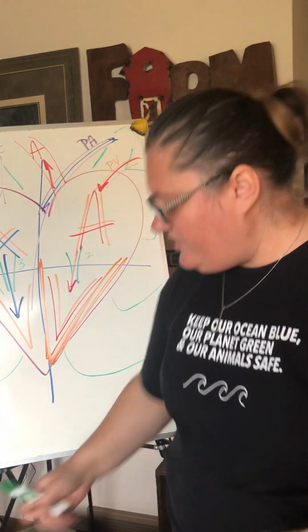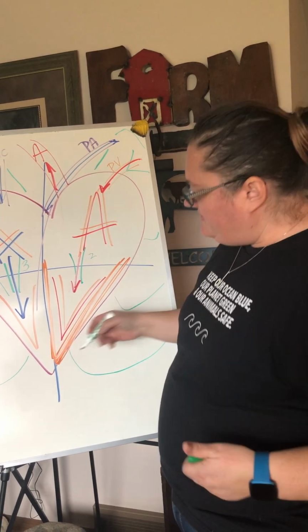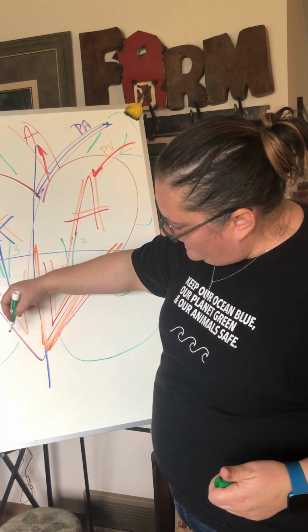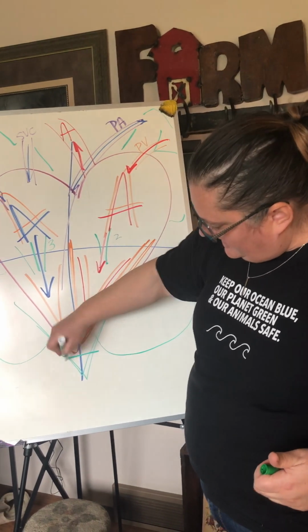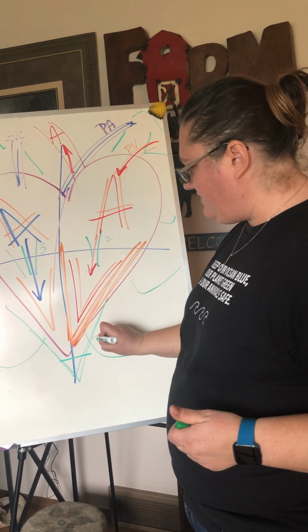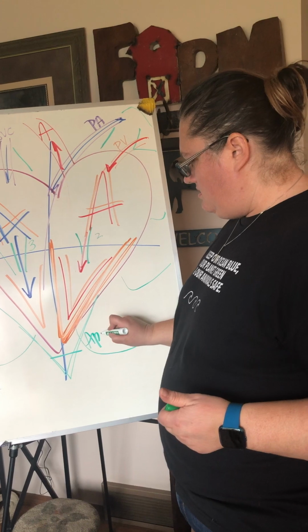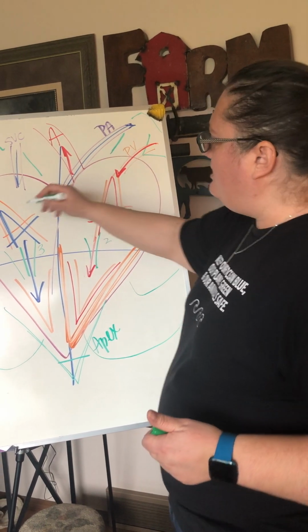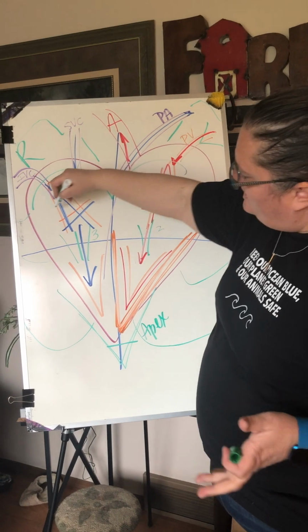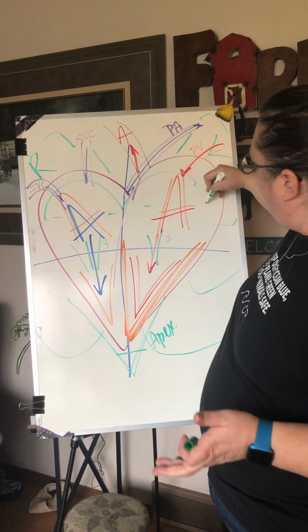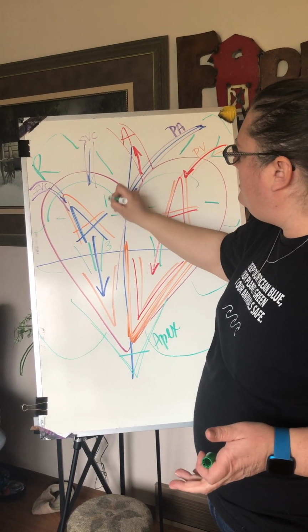There's one other thing I wanted to talk about. Down here, this point kind of looks like an upside down A. So if you make an upside down A, this is the apex of your heart. And then up here, this kind of looks like a B on its side. So this is the base of your heart.